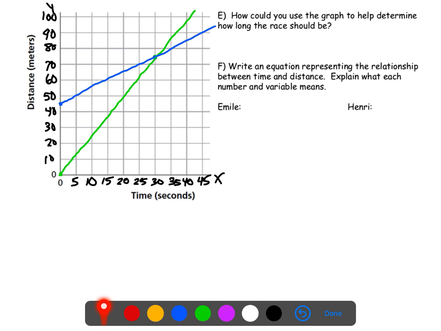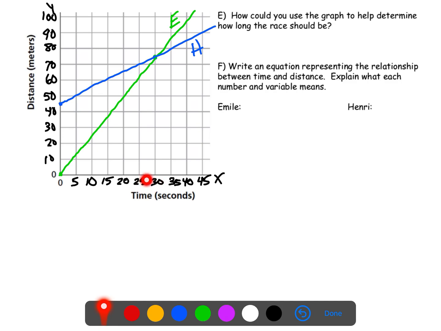So let me label these lines just so we don't get them confused. So Emil was green and blue was Henry. Now we're on to the questions that you see here. So it says, how could you use the graph to help determine how long the race should be? That's what we've already talked about. We said the race should be between 25 and 30 seconds.